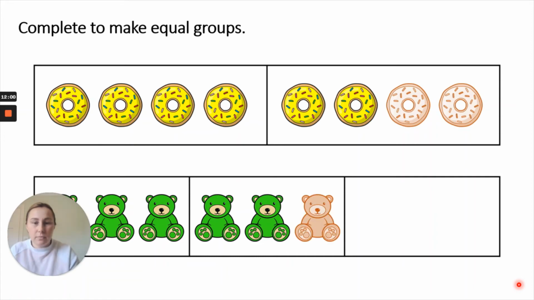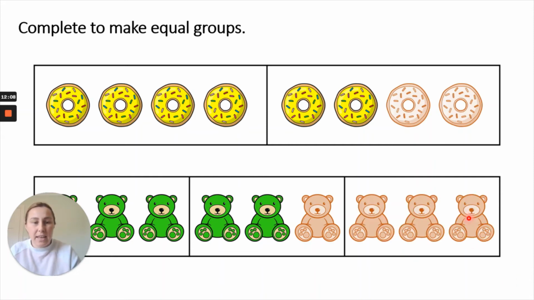Did you get it? The second box needed 1 more teddy bear, but what about the third box? It needed all 3 teddy bears drawing in to make all our boxes equal. And if I was going to remember my sentences that we looked at for this diagram for the teddy bears, I would say there are 3 groups of 3, because we have 3 boxes, 3 groups, and in each group, there are 3 bears. Well done if you were able to draw that one.